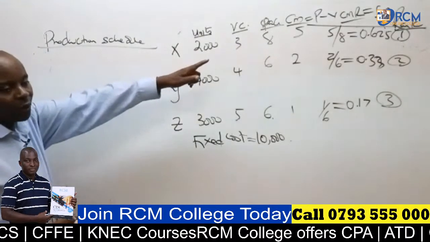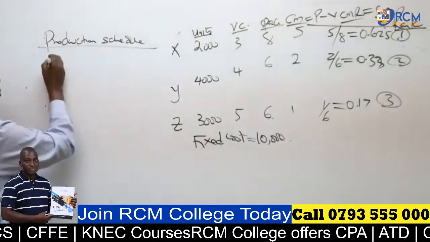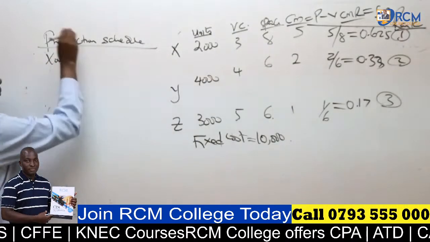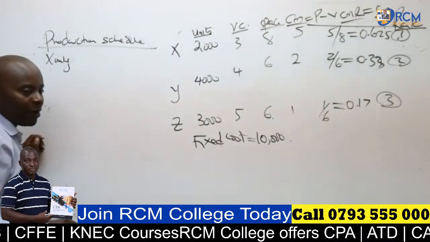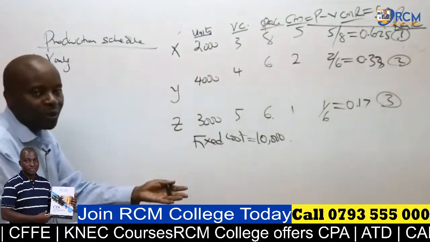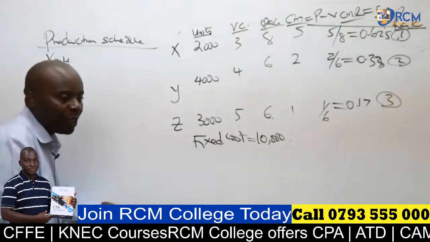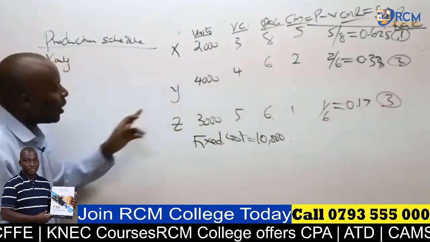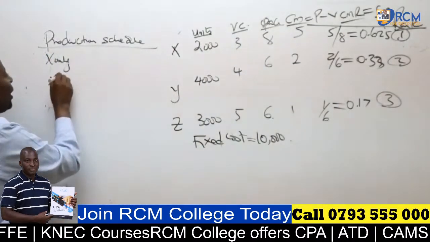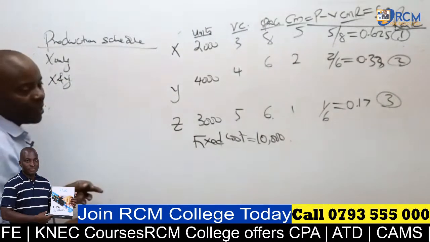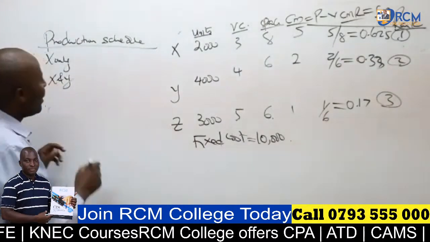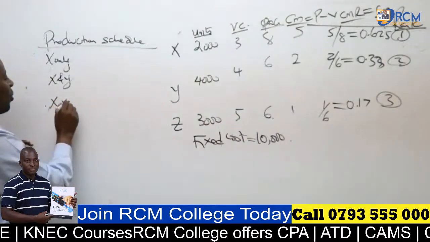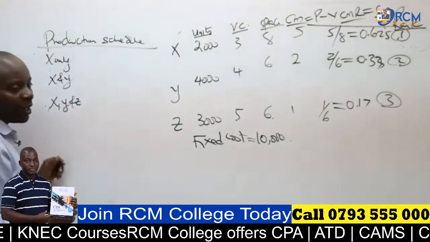Look at your ranks. First of all, consider producing X only. From then I bring the second best product on the table. You don't throw the first one. So the second ranked product is Y. So produce X and Y. And then the third one, produce X, Y, and Z.